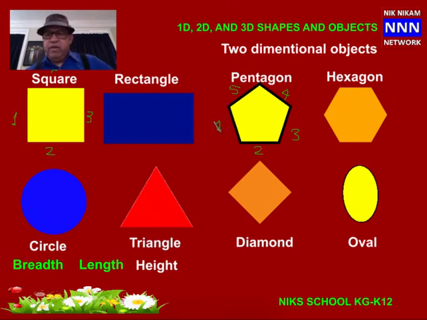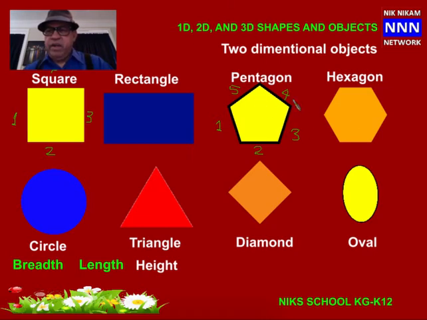5 is represented by the word penta, P-E-N-T-A. So this is called a pentagon. So first we studied the square, which has 4 sides, whereas a rectangle also has 4 sides, but the length is longer than the width or the breadth. Whereas a pentagon, the lengths can vary, but it has 5 sides. So that is called a pentagon.